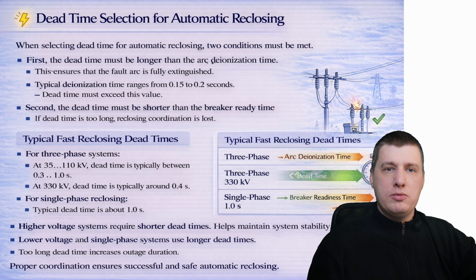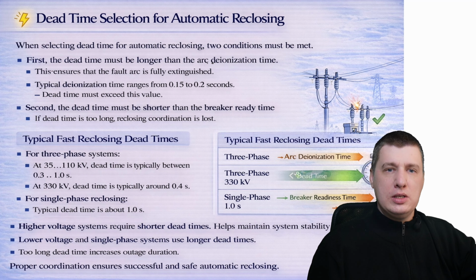When selecting dead time for automatic reclosing, 2 conditions must be met. First, the dead time must be longer than the arc deionization time. This ensures that the fault arc is fully extinguished. Typically, the deionization time ranges between 0.15 and 0.2 seconds. The dead time must exceed this value. Second, the dead time must be shorter than the breaker ready time for the next fault. If the dead time is too long, reclosing coordination is lost. Dead time must therefore be longer than the arc time and shorter than the breaker readiness time.